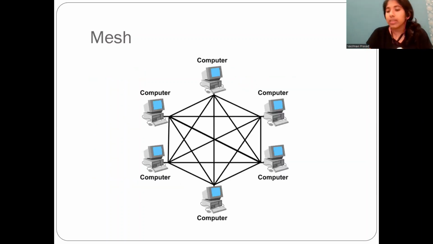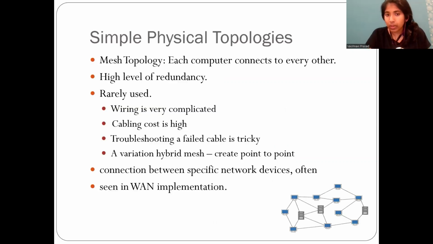And this is mesh topology, which is the most reliable topology out of every other topology. Here, each node is connected to every other node in the network. That's the specialty of mesh topology. Each computer connects to every other. High level of redundancy, because everything is interconnected. So the same data may appear in other computers or other systems or other nodes also.